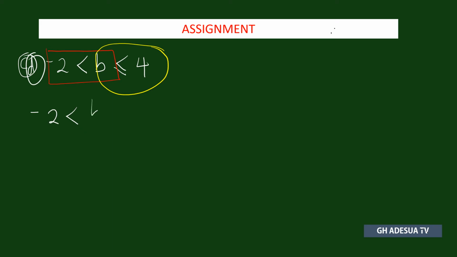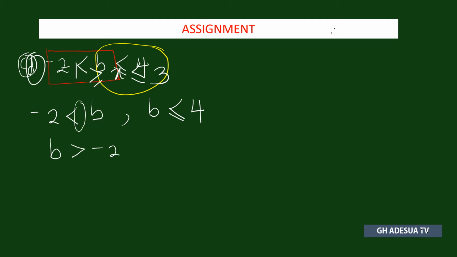-2 less than b, and then b is less or equal to 4. Now -2 less than b, you can turn it around so that it becomes b is greater than -2. As always, the bigger sign points to the b, so when you turn it, the bigger sign has to point to the b. So these are our two separate inequalities from the original question. So we have b is supposed to be less than or equal to 4 and b is supposed to be greater than -2.